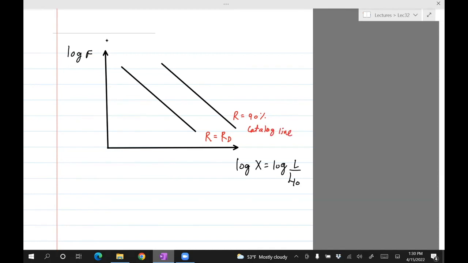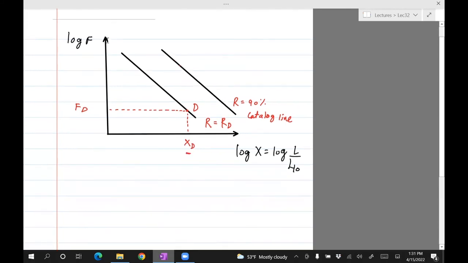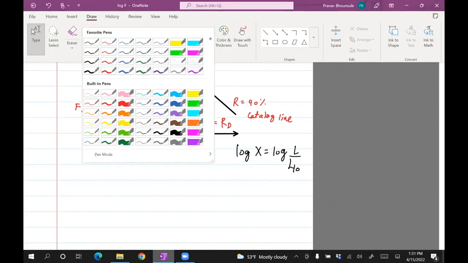Okay, so here's what's going on. Let's say that we are interested in a design where we want to compute either the FD desired. So we're given FD and we are told to compute XD at a reliability RD not equal to 90%. We write that down.